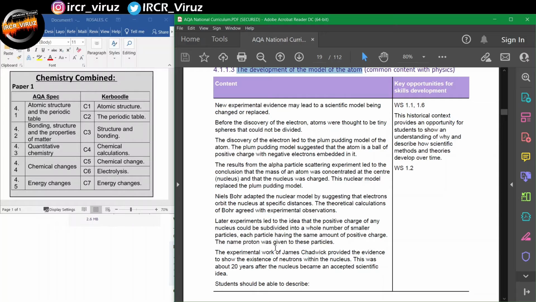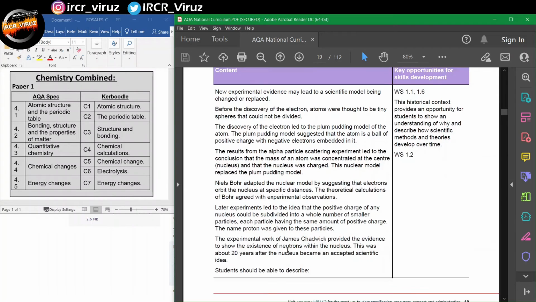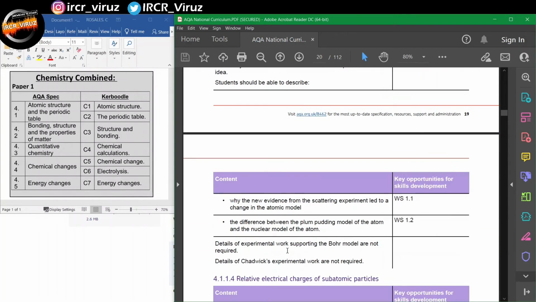It's basically spot the difference between both of them. One of them has a nucleus, the other one doesn't have a nucleus. Shells, the other one doesn't have shells. One of them has neutrons, the plum pudding doesn't have any neutrons, and so on and so forth. Okay, and that's the two main things you want to remember about this section of development of the atom.